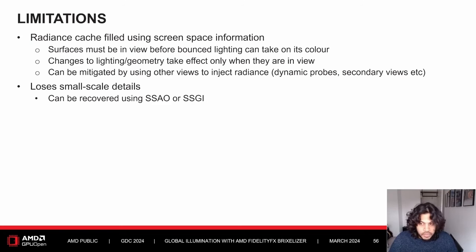However, changes to lighting will also only take effect when they are in view, so that the radiance cache can be updated. We can mitigate these issues to an extent by using extra views to inject more radiance data into the radiance cache. For example, if your application has dynamically updated reflection probes, those can be used to populate the radiance cache with more up-to-date radiance surrounding the player. Or if you can afford some more draw calls, you can draw a portion of the scene that is out of the view at quarter resolution with simpler LODs and shading.